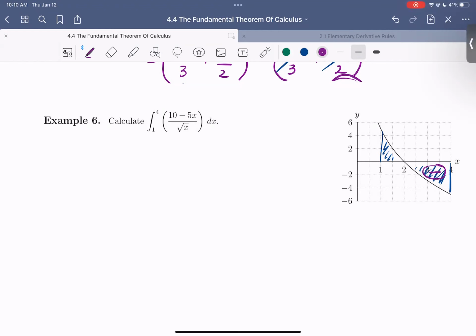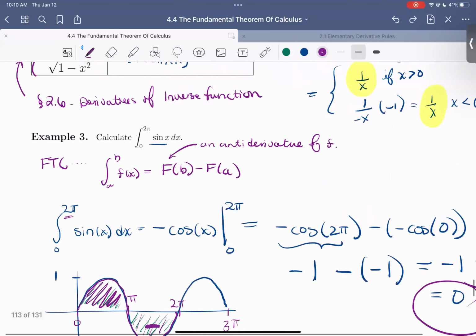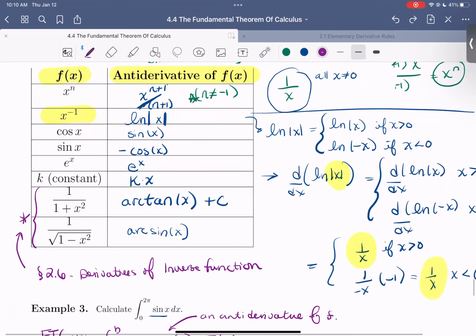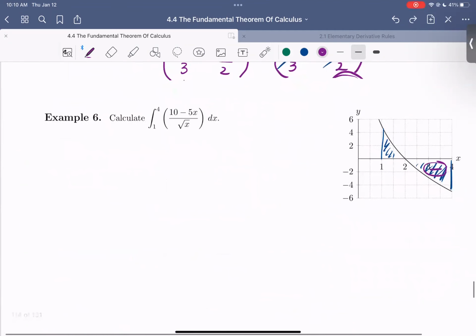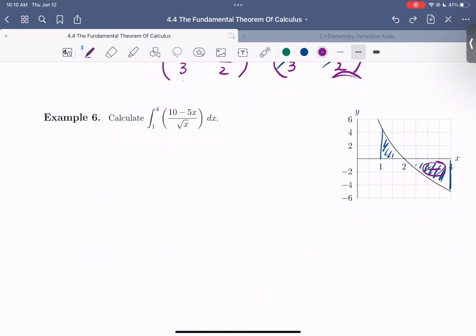So you might be thinking that the structure of this integrand, this function here, is a quotient. We're dividing 10 minus 5x by the square root of x. And we don't have a way of finding an antiderivative for such an integrand. Well, just like we saw in the previous example with a product, we can break this quotient up into two terms, where for each term we can find an antiderivative. So let's see how that's done.